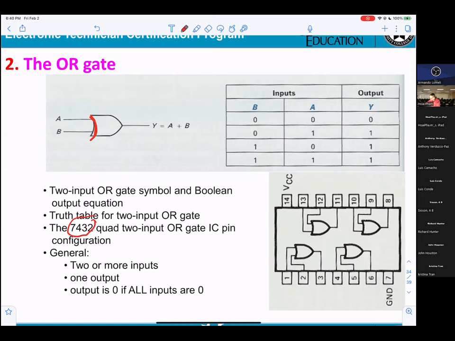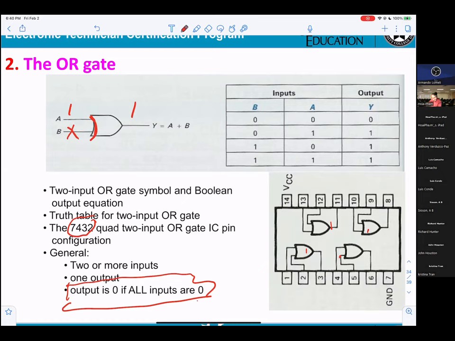You can get 1, 2, 3, 4, same thing. However, what you need to do is know what they say right here. Output is 0 if all inputs are 0. Okay? If you get a 0 here, they cannot tell you output 0 until you get a 0 here. Okay? However, if you get the input here is 1, then no matter what here, output has to be 1.